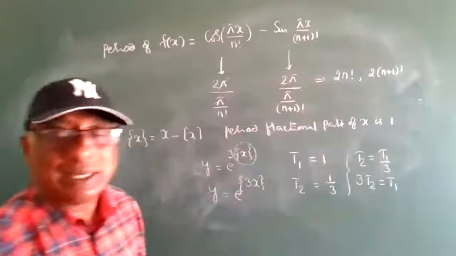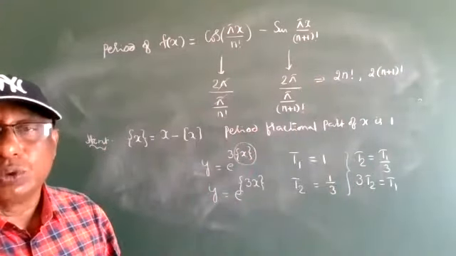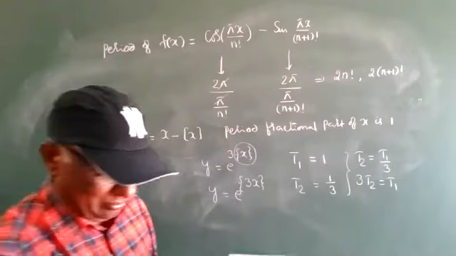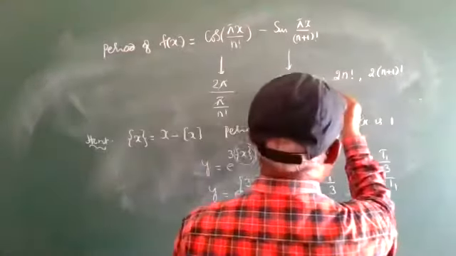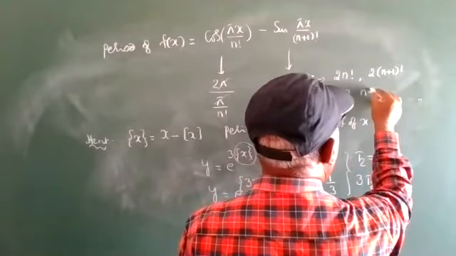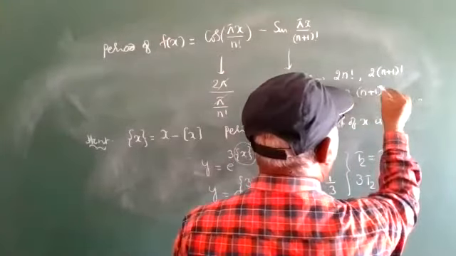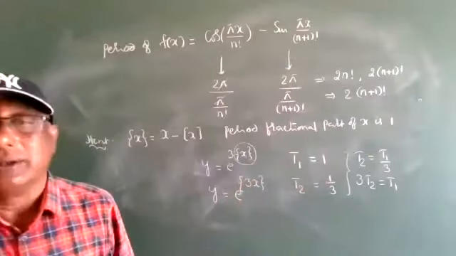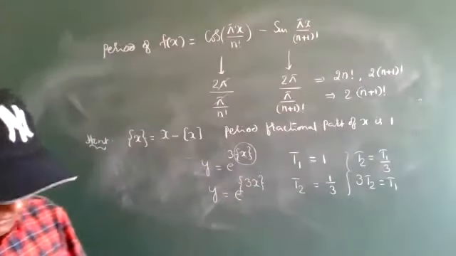We take the LCM of these two. The LCM of the 2 is 2 only. N factorial, n plus 1 factorial. The LCM is the highest, n plus 1 factorial. That's enough. Okay?